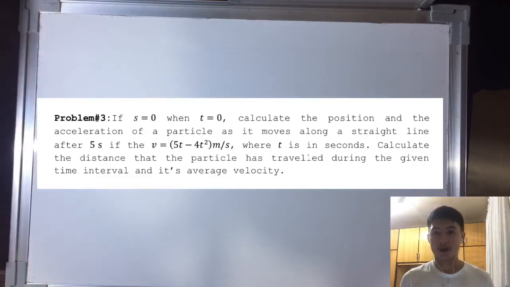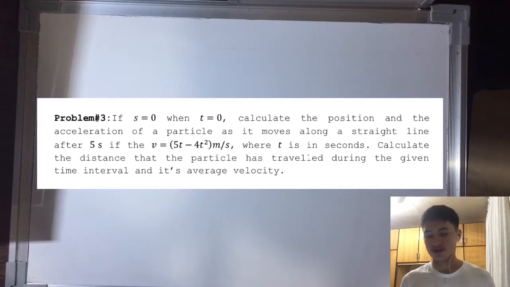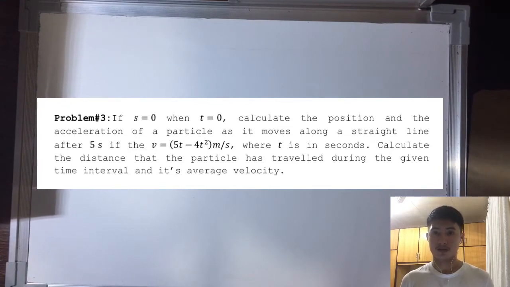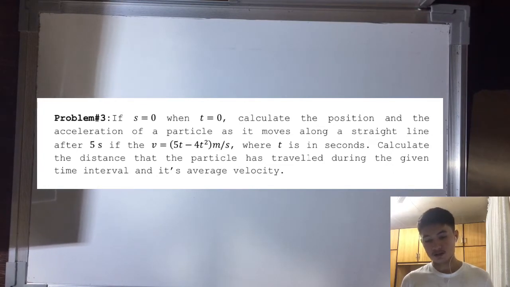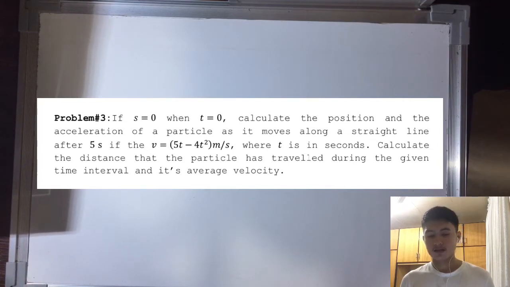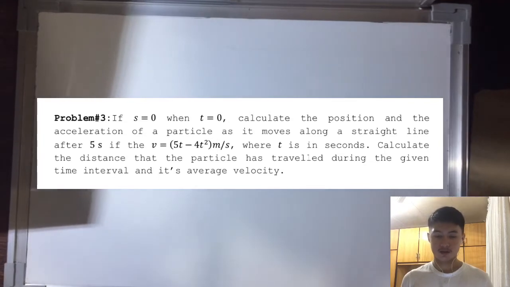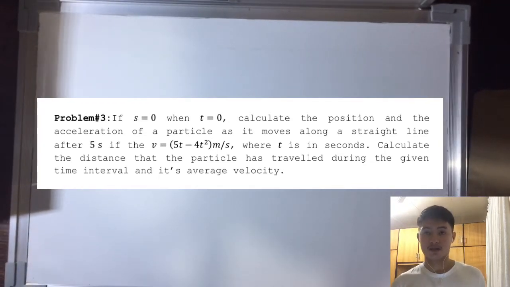So next, for problem number 3, we have: if s is equal to 0 when t is equal to 0, calculate the position and the acceleration of a particle as it moves along a straight line after 5 seconds, if the velocity is equal to 5t minus 4t squared meters per second, where t is in seconds. Calculate the distance that the particle has traveled during the given time interval and its average velocity.